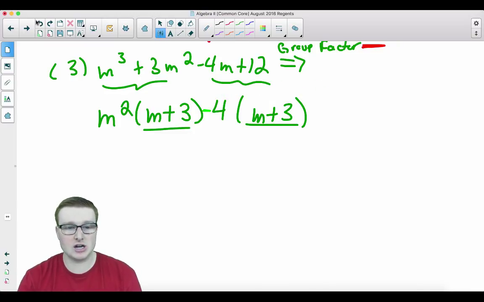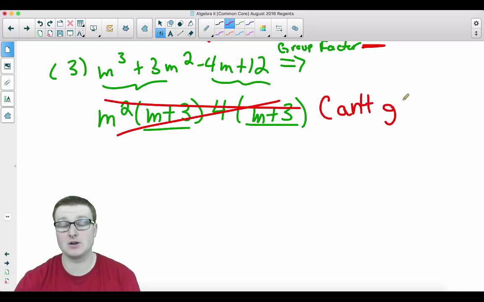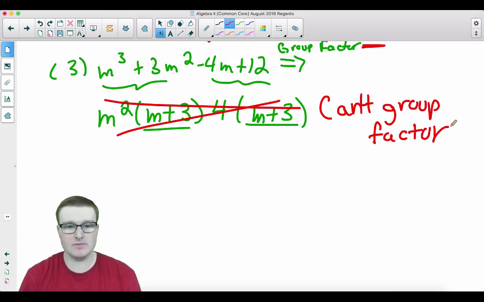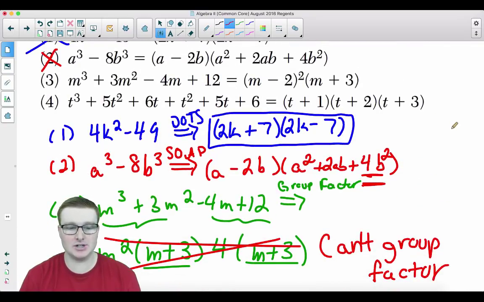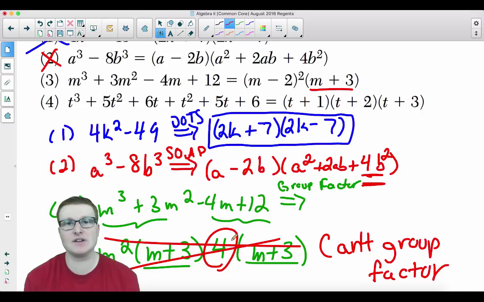So therefore, ladies and gentlemen, we cannot group factor this. This totally wipes out. We can't factor by grouping, so we can't group factor. So there actually is no answer to this. You see how they force it to be m plus 3? But we just realized that there's no way to get that 4 to be positive or negative. It can't work. So your answer is choice 3.